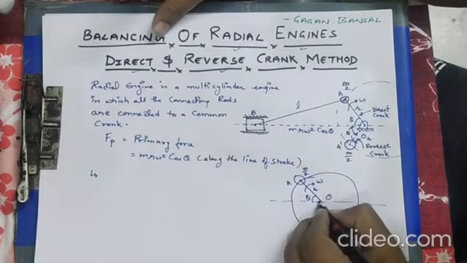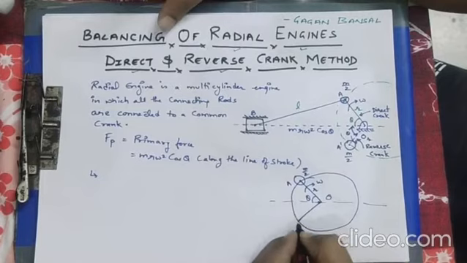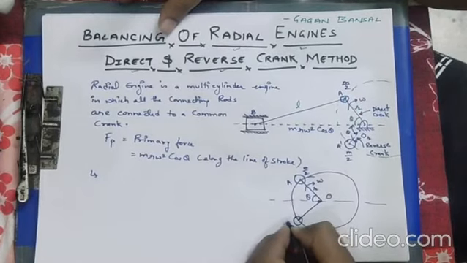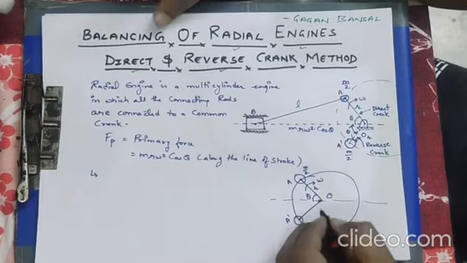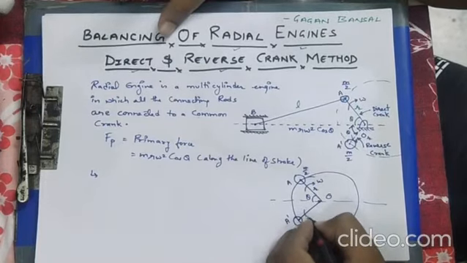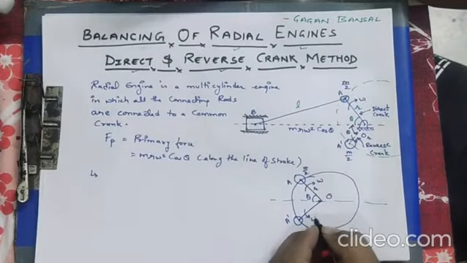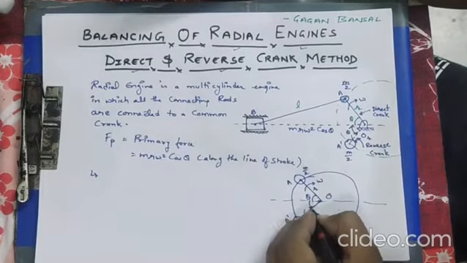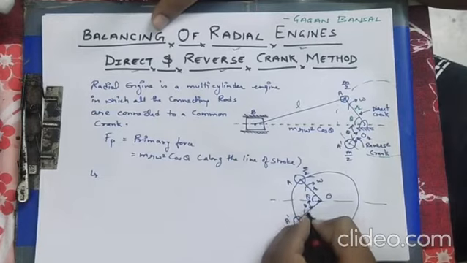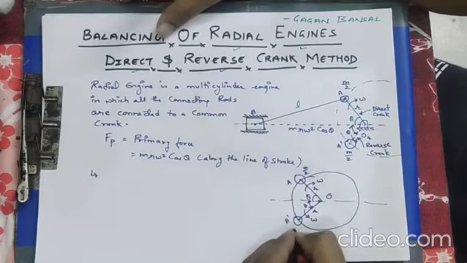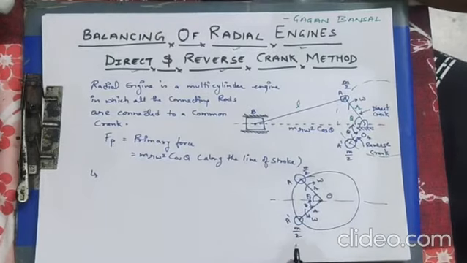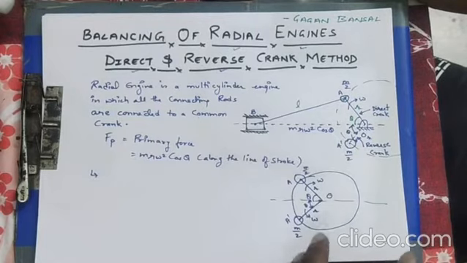per cylinder. And suppose in the direct and reverse crank method, we assume an imaginary crank OA dash rotating with angular velocity omega radian per second, inclined at an angle theta at an instant, having the same radius r. It is also carrying a mass of m by 2. Thus, while rotating, the two masses coincide only on the cylinder center line.